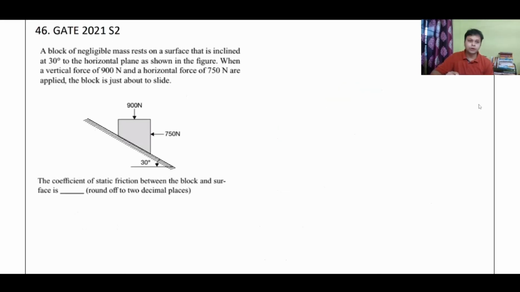Okay, question number 46. Fantastic question. Let us try to solve it. So a block of negligible mass rests on a surface that is inclined at 30 degrees to the horizontal plane as shown in the figure. When a vertical force of 900 Newton and a horizontal force of 750 Newton are applied, the block is just about to slide. The coefficient of static friction. So this is again a case of limiting friction.